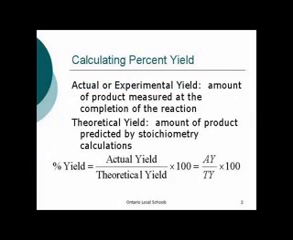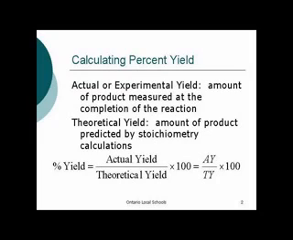We'll need to define some terms. When we talk about actual or experimental yield, it's the amount of product measured at the completion of the reaction. If you see a percent yield problem in a book, the actual yield has to be told to you. In lab, you'll find an actual yield. It's what you do when you do the experiment and measure the amount of product produced at the end. So the actual or experimental yield, and it can be referred to either way, is the amount of product measured at the completion of the reaction.